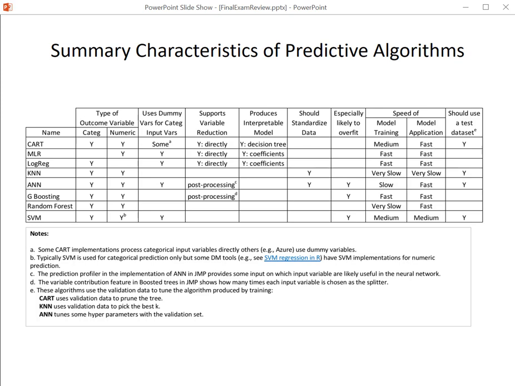MLR and logistic regression are both very fast to build and fast to apply, and so their speed is one of the big benefits of those algorithms.